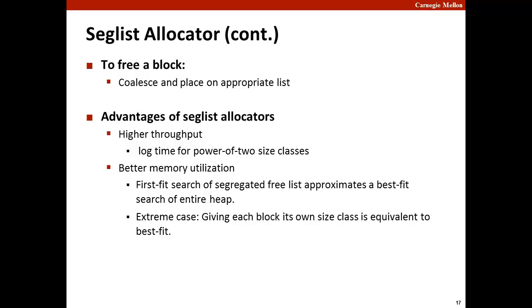Right? If I have something that's size 3,000 bytes, and I give the user something that's 3,004 bytes, for that to matter, I'd have to have something that's 3,001, 3,002, 3,003 bytes. Right? 3,004 bytes. Unlikely.